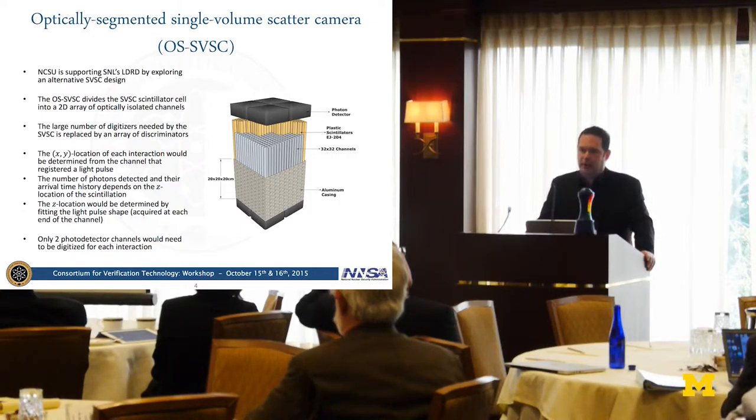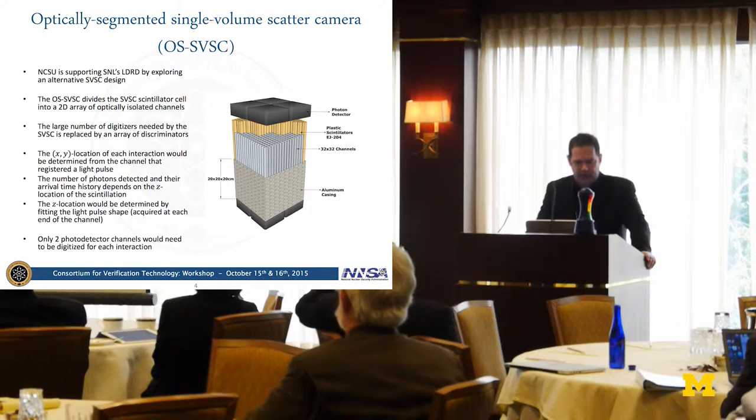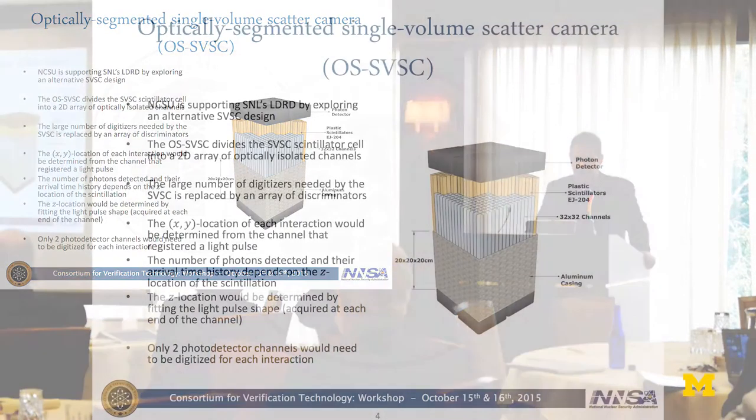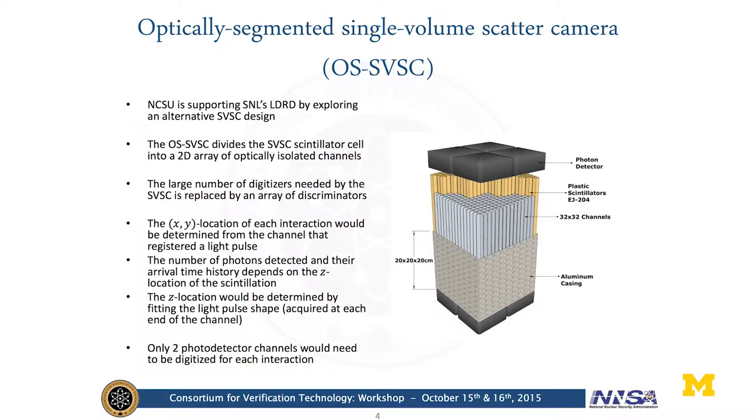So we're supporting their laboratory-directed research and development project by exploring an alternative physical SVSC design. It's called the optically segmented single volume scatter camera, and there's a cartoon of it over on the right. Essentially, it divides the scintillator cell into a 2D array, in this case 32 by 32, of optically isolated channels. And so these are long, skinny channels, and they're wrapped with, in this case, a specular reflector that keeps light within the channel. And so the large number of digitizers that were once needed now gets replaced by a large number of discriminators, but those are of lower cost.